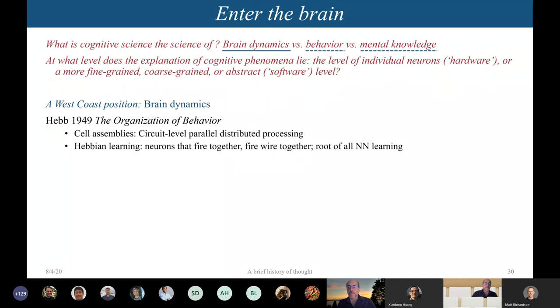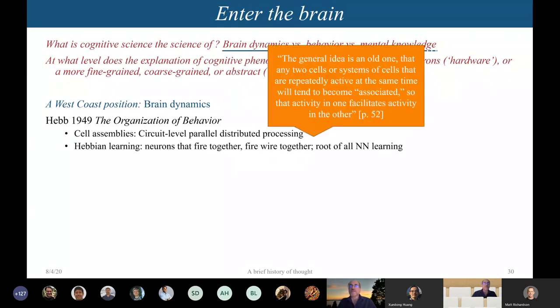These cell assemblies come into existence through what we now call Hebbian learning. The well-worn neuroscience cliche is cells that fire together, wire together. Hebb didn't take credit for this, actually. He says the general idea is an old one, that any two cells or system of cells that are repeatedly active at the same time will tend to become associated, so that activity in one facilitates activity in the other. Hebbian learning is the foundation on which all subsequent neural net learning algorithms rest.